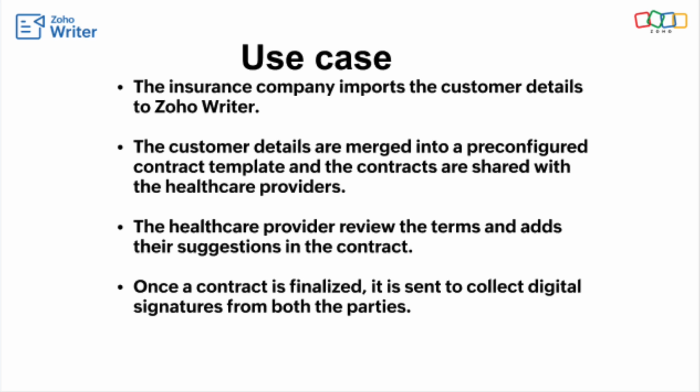An insurance company imports contract data from a sheet containing provider details, service terms, and proposed rates. This data is merged into a fillable contract template, allowing healthcare providers to review terms and directly update the percentage rates they are willing to accept. Once submitted, the percentage rates are negotiated, and after finalization, the document is sent for signing, where both parties add their signatures.